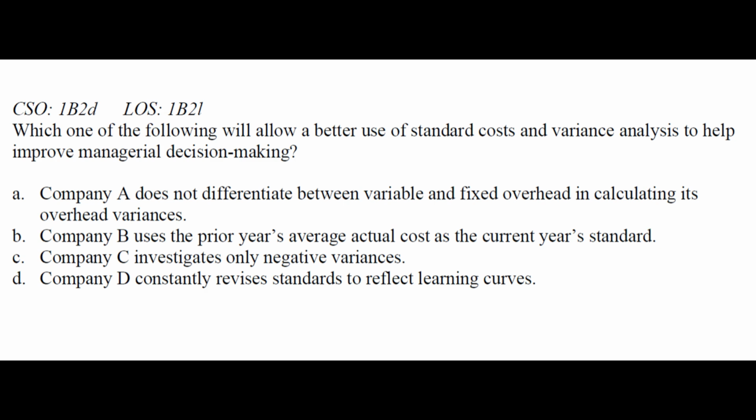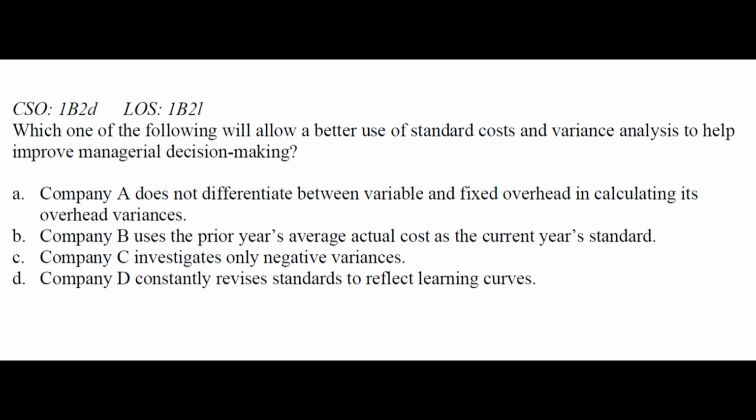This question tests the effective use of standard costing and variance analysis as tools for managerial decision-making and performance improvement. Standard costs establish expected levels of cost, while variance analysis compares actual performance with standards to identify areas requiring management attention. The objective is not merely to calculate variances, but to improve future operations, planning, and cost control. The key phrase is better use of standard costs and variance analysis.